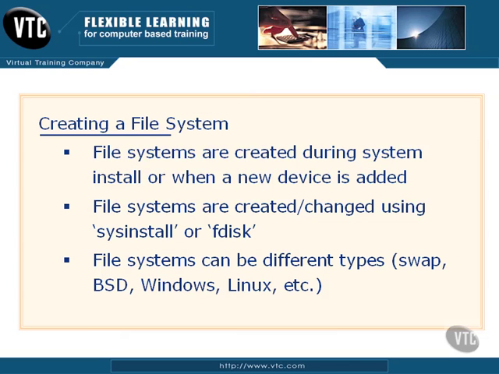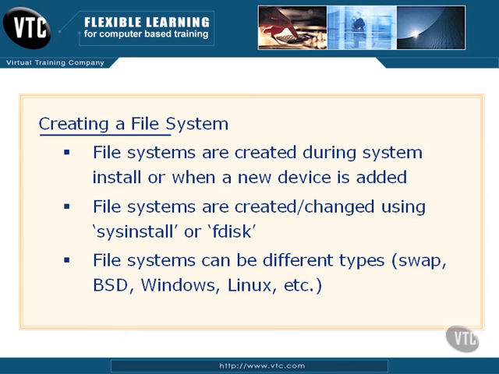And some of those types are the swap type, meaning that's a swap partition. That would be like the paging file in Windows, if you're familiar with that. You have BSD file systems, which is the UFS by default. You have Windows, which could be FAT, FAT32, or NTFS. And you have Linux, which could be ext2, ext3, or Reiser. There are several different file systems out there, and usually they're designated by a particular number. And it's really just a matter of getting familiar with the numbers and how they're assigned to figure out which one is which when you're looking at them in these different tools.